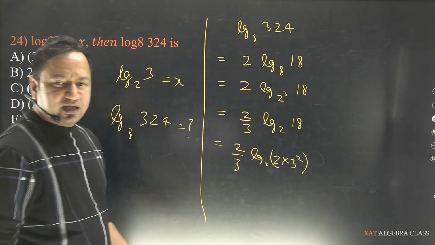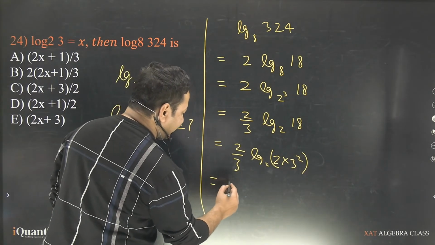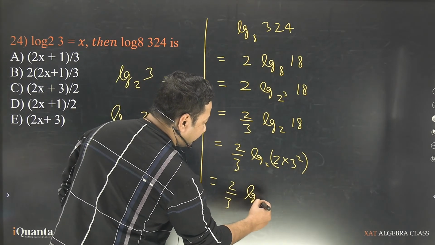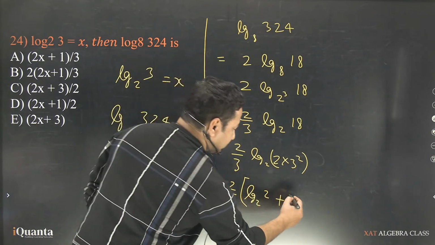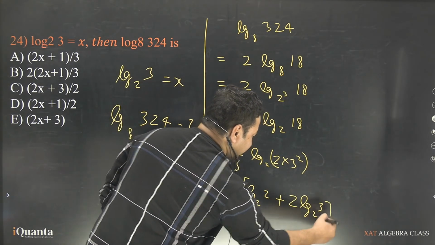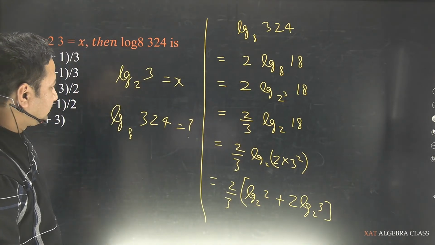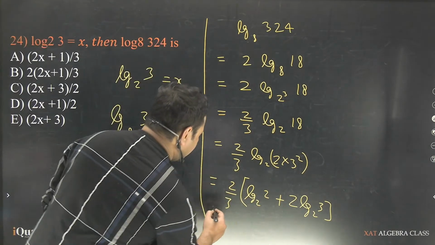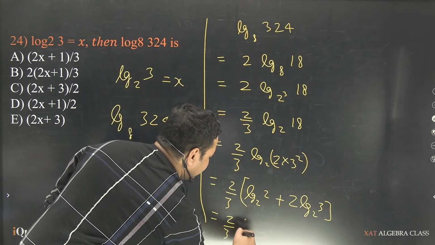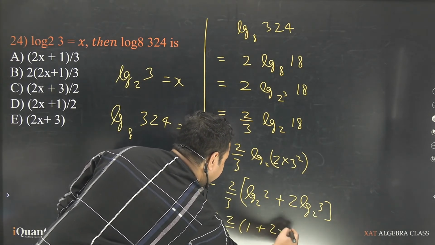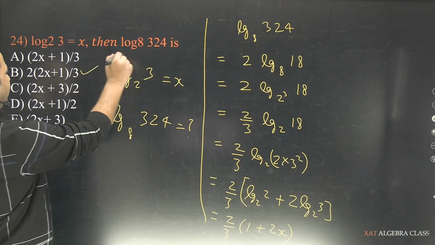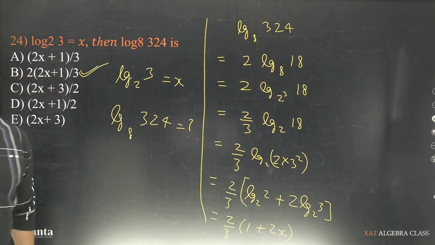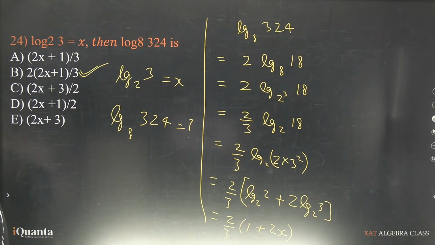Moreover, log AB can be broken down as log A plus log B. Everyone knows that. 2 by 3 log base 2, putting a bracket here, plus 2 log 3 base 2. Is that fine? No problem here. And log 3 base 2 is given as x. Let us put it over there. So 2 by 3, this becomes 1. And this is x, so this becomes 2x. 2 by 3 into 1 plus 2x. Option B satisfies the equation. Is this clear, everyone?